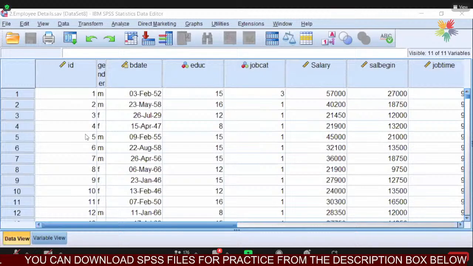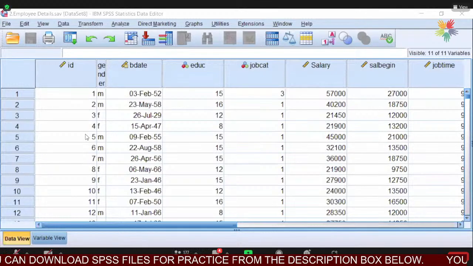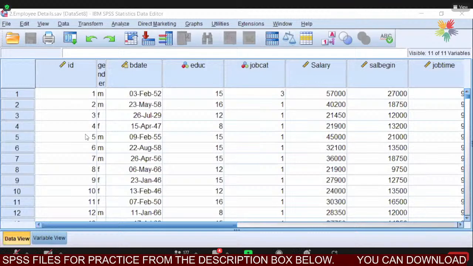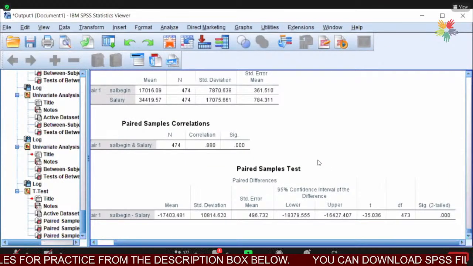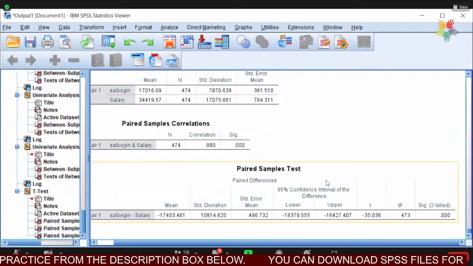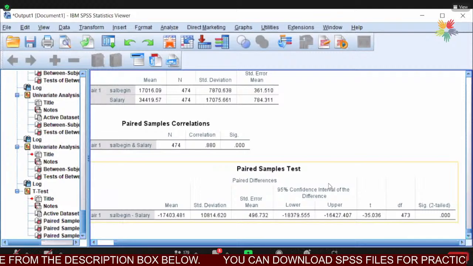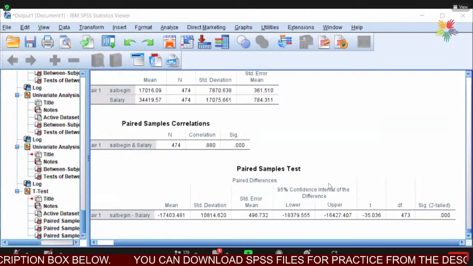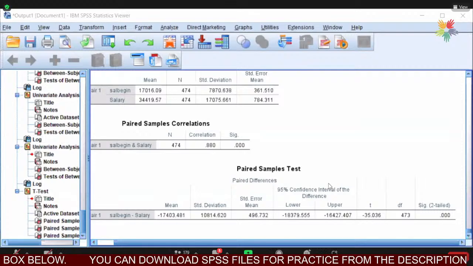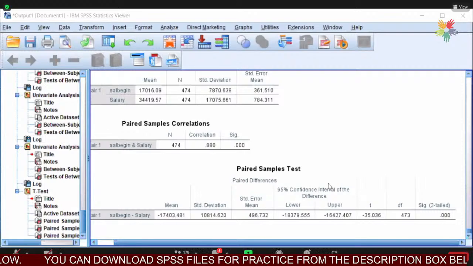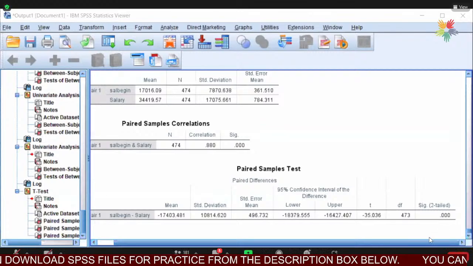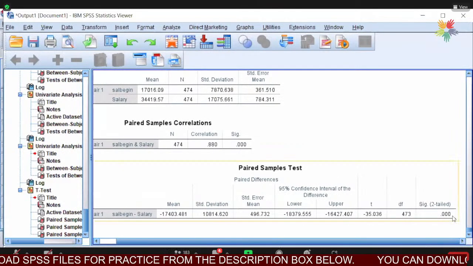Sir, the output sheet is not visible, sir. We can see the SPSS file. The output sheet is not visible. Okay, so now is it visible, madam? Yes, sir. It is visible, sir. Sir, your voice is not audible, sir.